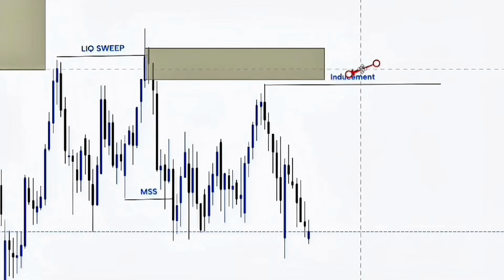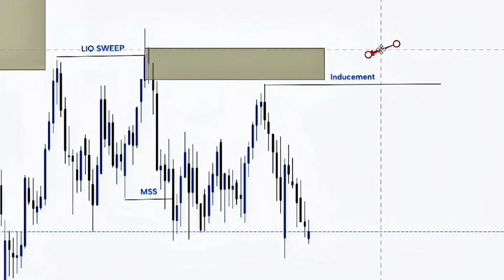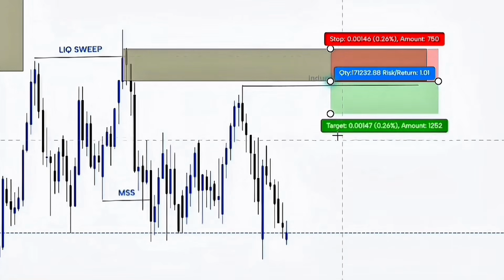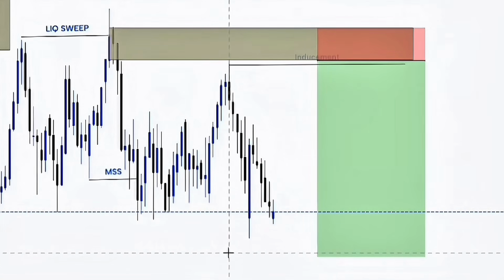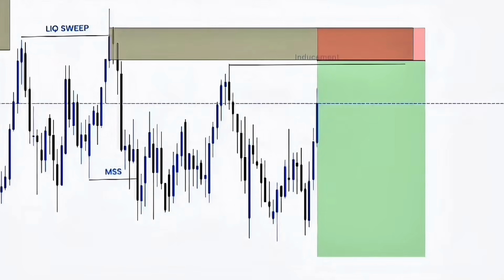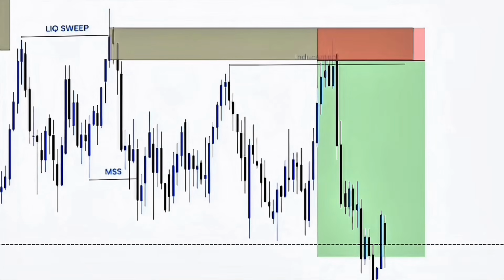Here is my supply zone, and just below it, notice how close the inducement is. That is exactly what I want to see. I place my entry to cover the zone and set my targets at the next liquidity resting below. Now watch how the trade plays out. Price retraces into the zone, gives us a clean sniper entry, and then drops aggressively.